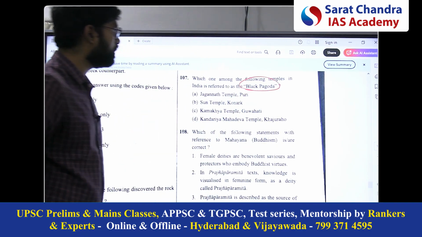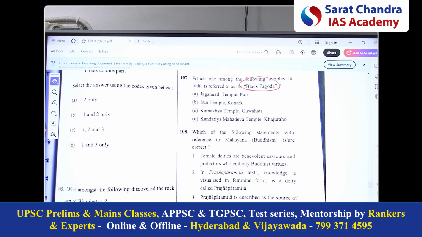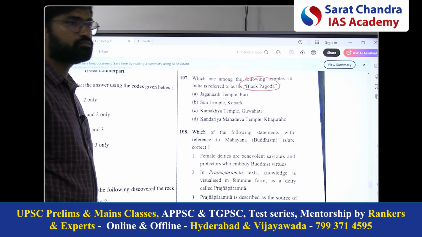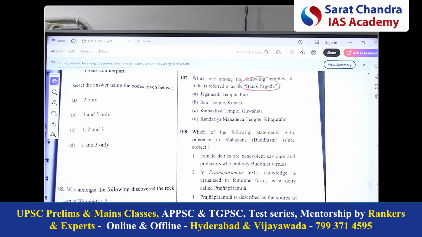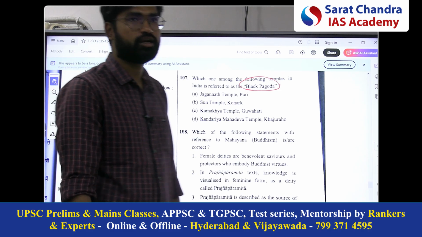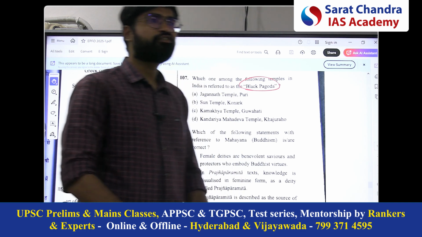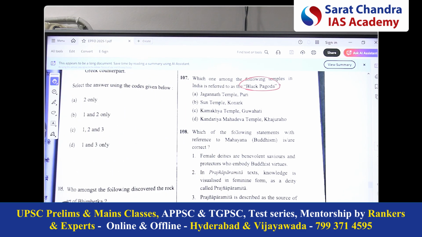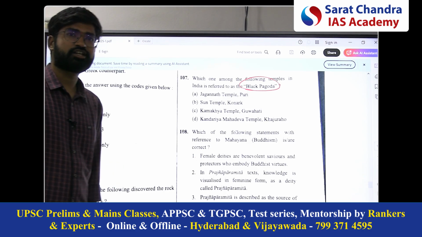This is also an easy question. Which of the following is called Black Pagoda? If you have been continuously reading current affairs, if you follow current affairs, this is the easiest question you can answer. What is Black Pagoda? B, Sun Temple, Konark. Yes, Sun Temple, Konark is called Black Pagoda. So there are different names given. Some are called White Pagoda, Black Pagoda, Golden Pagoda. A pagoda is a structure, a name given to a structure.